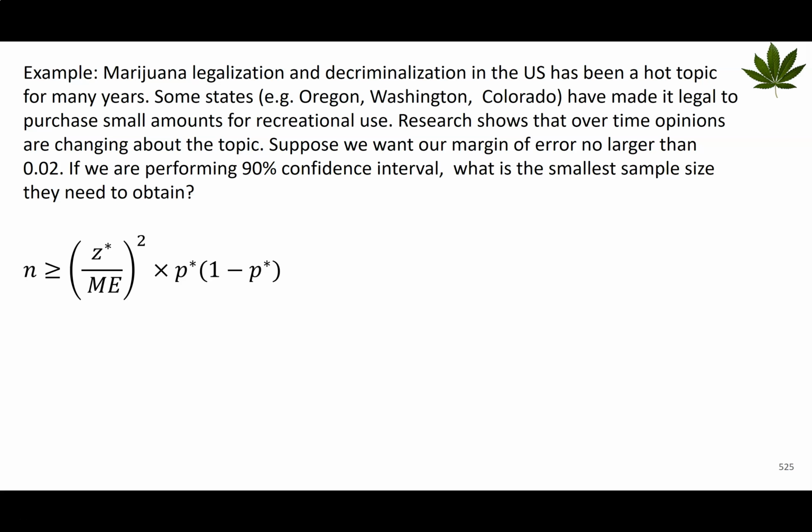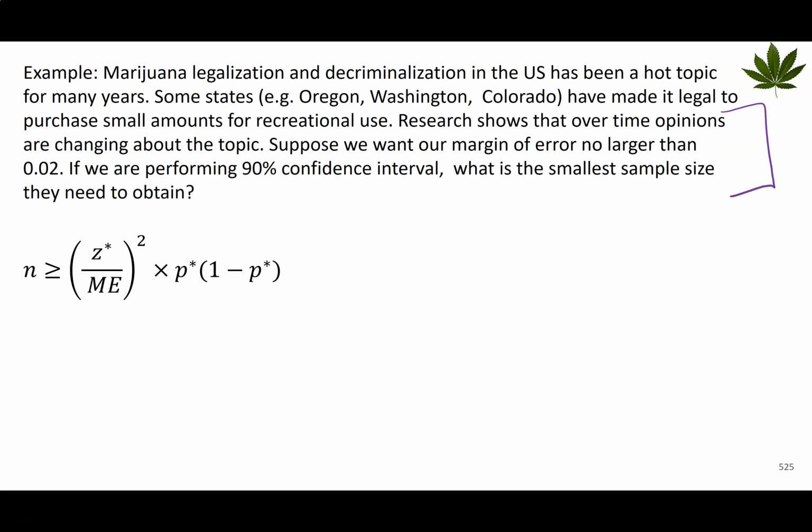Okay, one more example here. So we're looking at marijuana legalization and decriminalization in the U.S. A lot of places have legalized it, and hopefully more places are decriminalizing it. Oregon is one of those states that has legalized recreational marijuana. And researchers want to know more about opinions here, so they want to make a confidence interval to find support for legalization of marijuana.